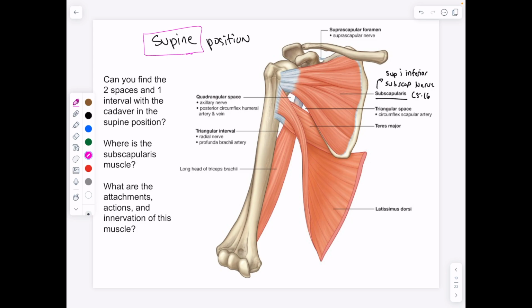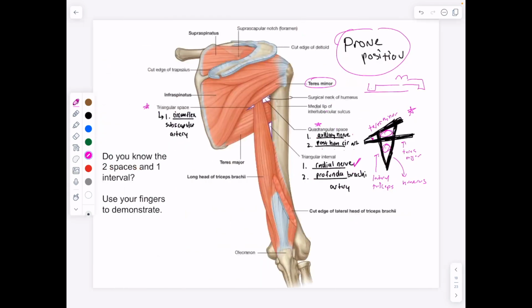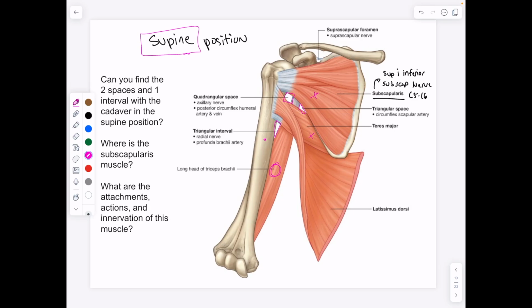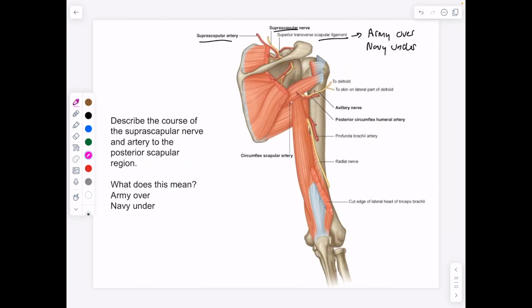It's a little bit harder to view in the sense that you have your long head of the triceps, you have your humerus, you still have your teres major here, and then your teres minor is going to be up here. So you still have your three spaces, but it's a little bit harder to view, but you can find it.